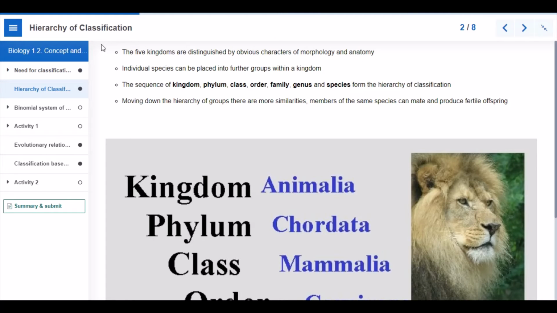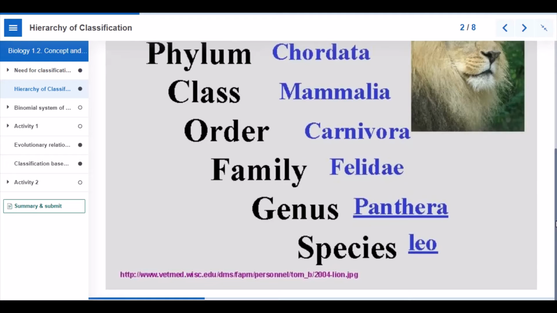On this slide, we'll be looking at the hierarchy of classification. Individual species can be placed into further groups within a kingdom. The sequence of kingdom, phylum, class, order, family, genus, and species form the hierarchy of classification. Moving down the hierarchy of groups, there are more similarities. Members of the same species can mate and produce fertile offspring. So here we have the hierarchy of classification of lion, Panthera leo.